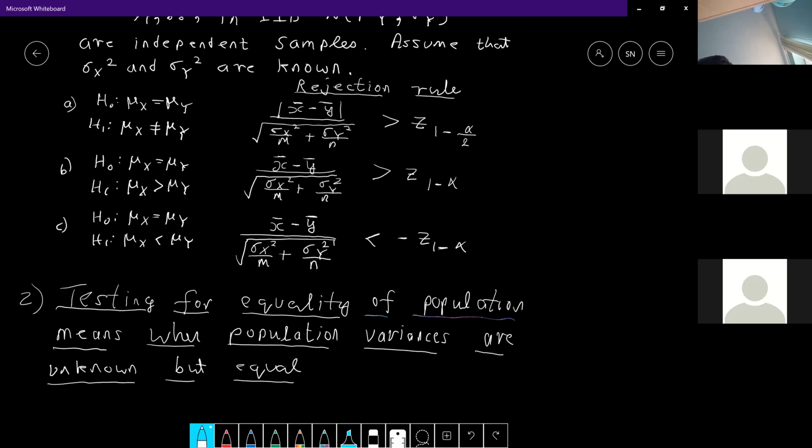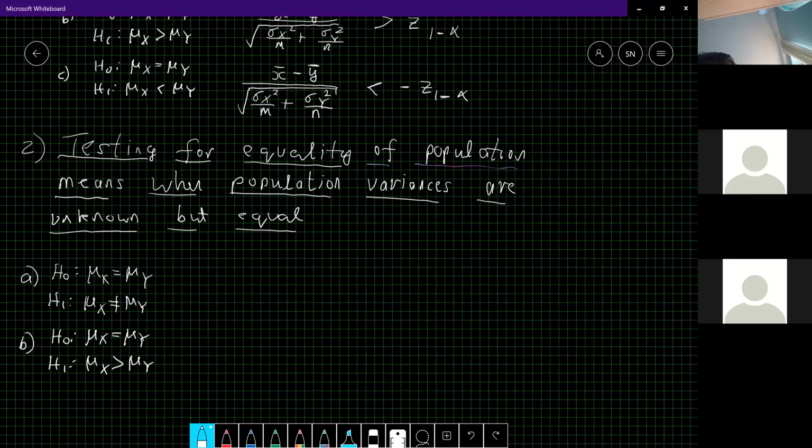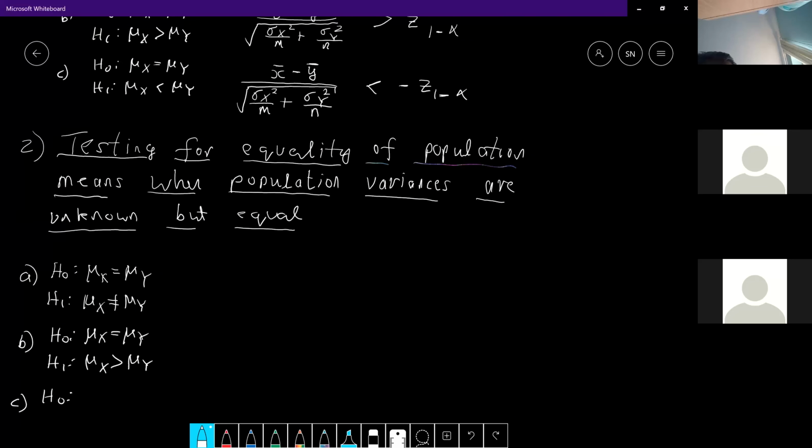Okay. So once again, there are three tests. A, you can have the null hypothesis that the population means are equal versus the alternative that they are not equal. Okay, and B, you can have the null hypothesis they are equal versus the alternative that the first population mean is greater than the second. And C, the null hypothesis that the population means are equal versus the alternative that mu x is less than mu y.